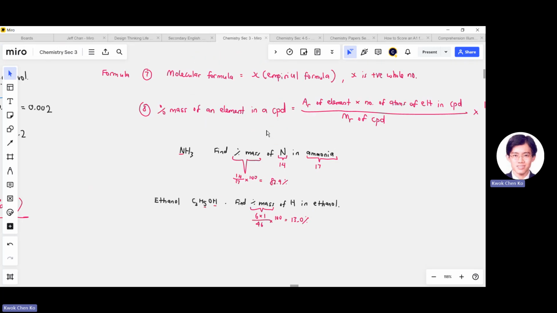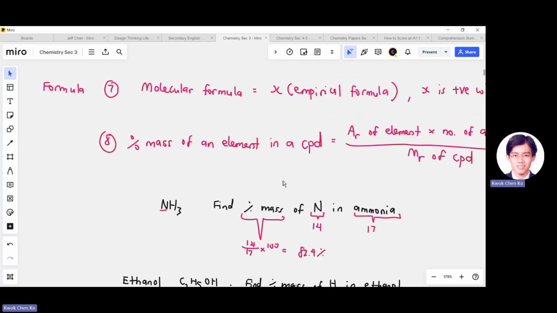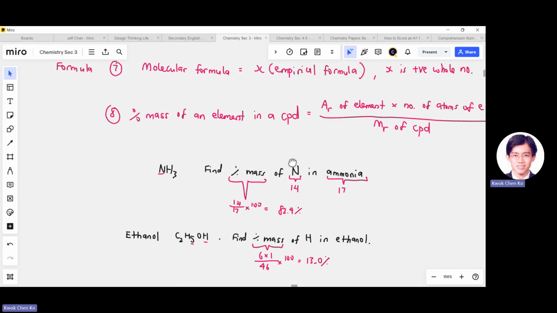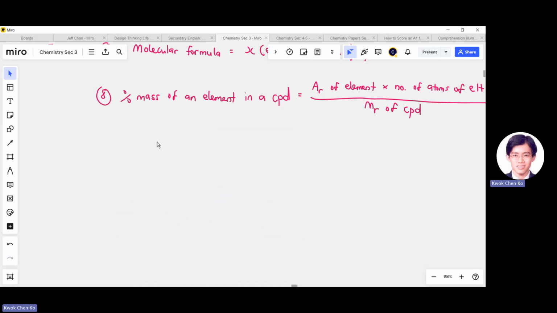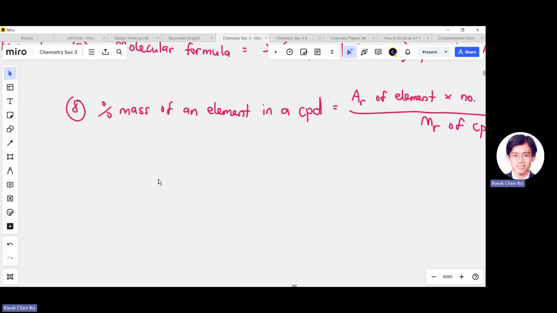Now, this is what we did last week up to formula number 8. I have only 2 more formulas for you, and that closes the chapter on mole concept. Right, number 9. Percentage yield.